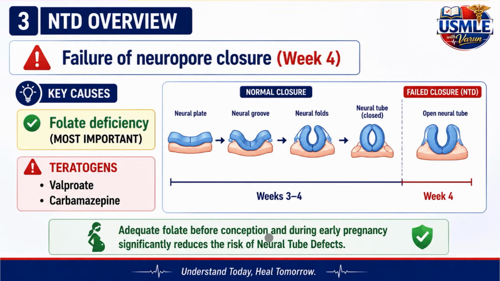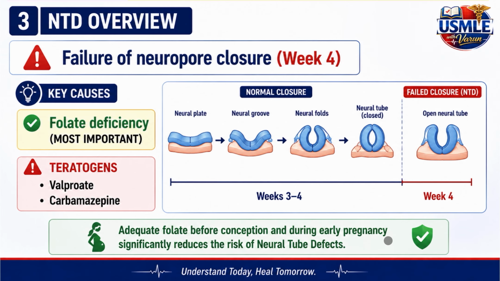Adequate folate before conception and during early pregnancy significantly reduces the risk of neural tube defects. That's the reason why we prescribe folate in OPDs to Indian patients, especially because most of them have a folate deficient diet. And also, the folate needs increase during pregnancy.